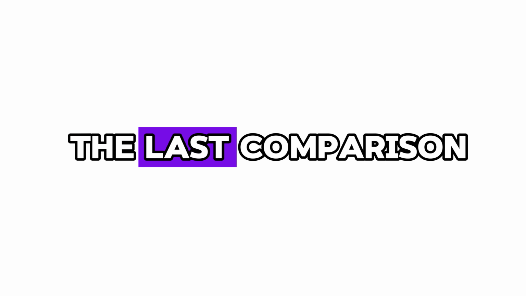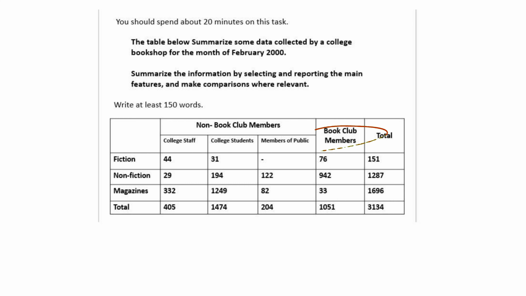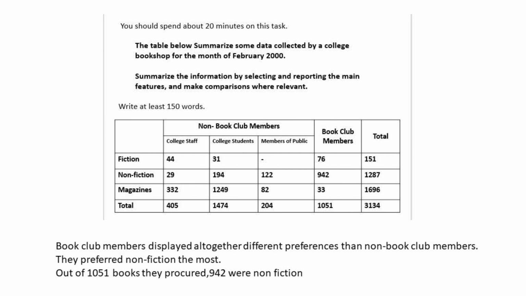Now let's move to the last comparison, and it's about the book club members. Now we can say that book club members are quite different from the non-book club members. They preferred non-fiction the most, and magazines were the least preferred by them. So let us see what I have written. Book club members displayed altogether different preferences than non-book club members. They preferred non-fiction the most. Out of 1051 books they procured, 942 were non-fiction.